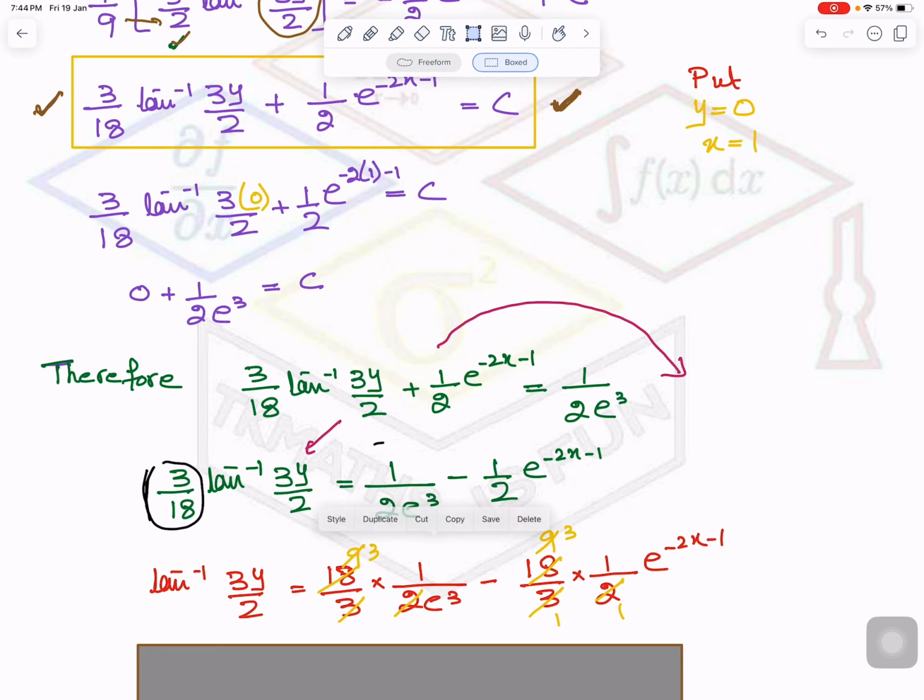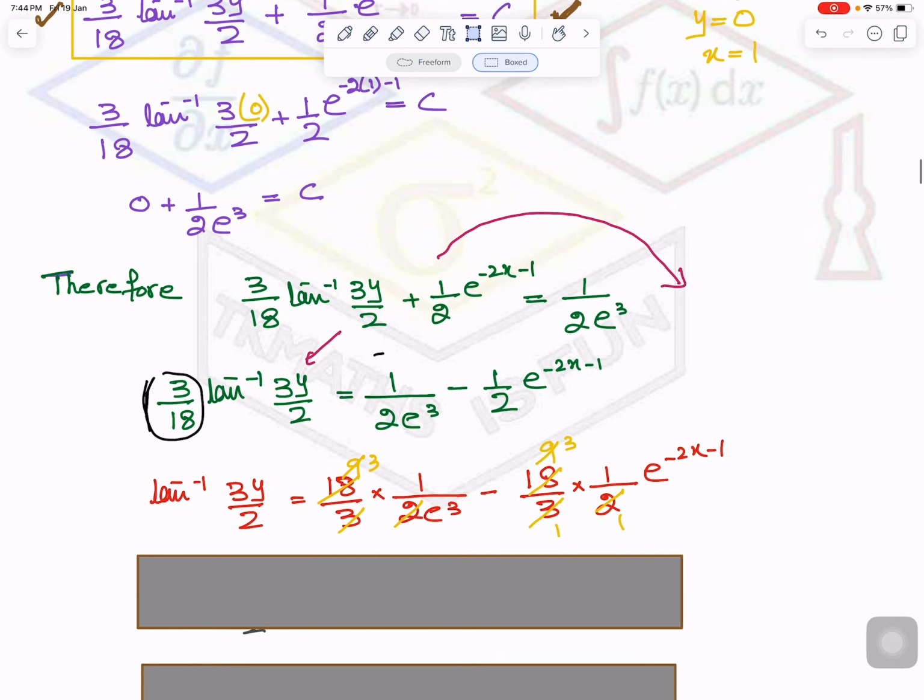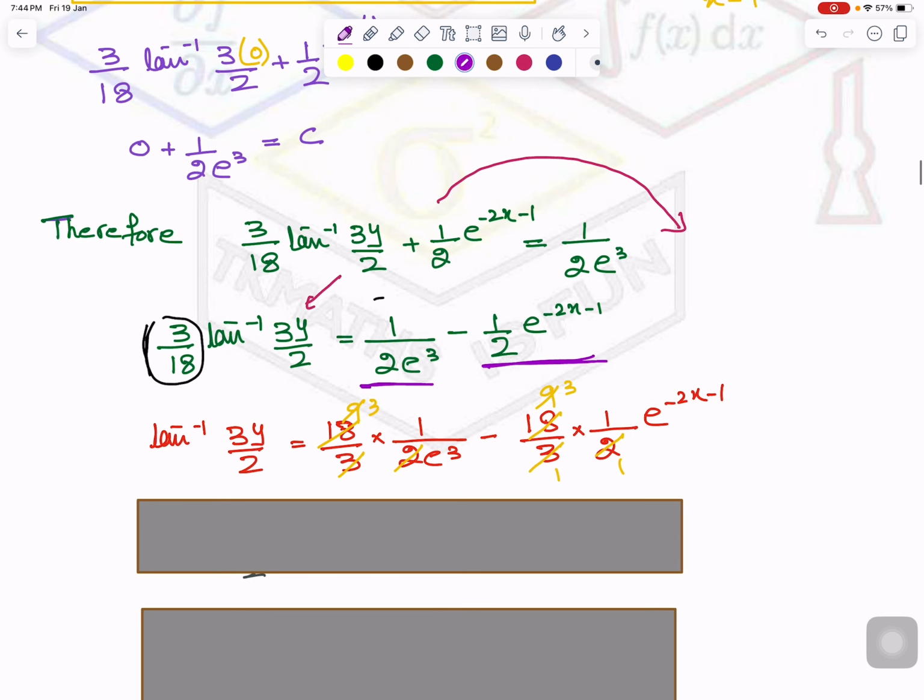Basic algebraic calculation, so you understand. So I have multiplied the right hand side by 18 upon 3, both the terms. Okay, this is my one term, this is my another term. So both of the terms will be multiplied by 18 upon 3. And then how will I separate y?